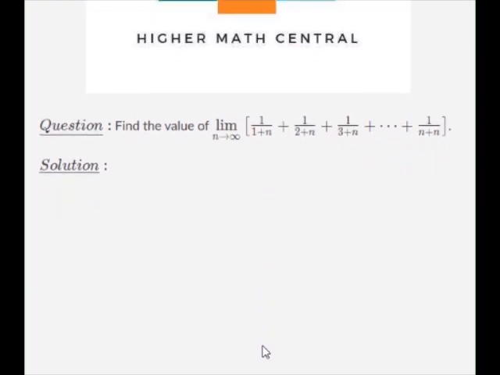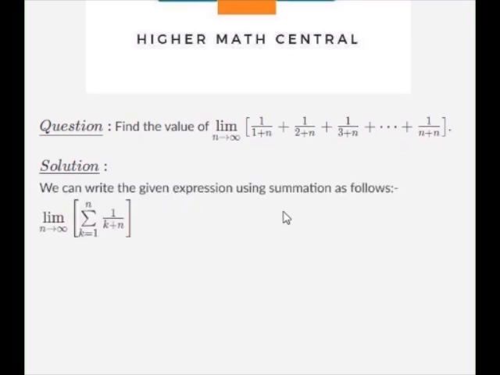So this is clearly a summation, so we can write it using the summation sign, which is the summation with k varying from 1 to n, and the expression is 1 upon k plus n. Now you can verify that this is actually the sum, because the first term is 1 upon 1 plus n, the second term is 1 upon 2 plus n, and so on.